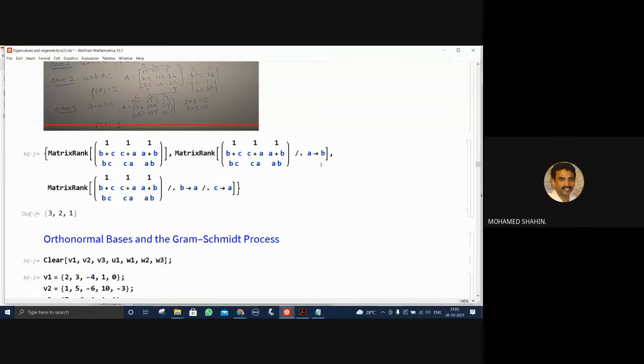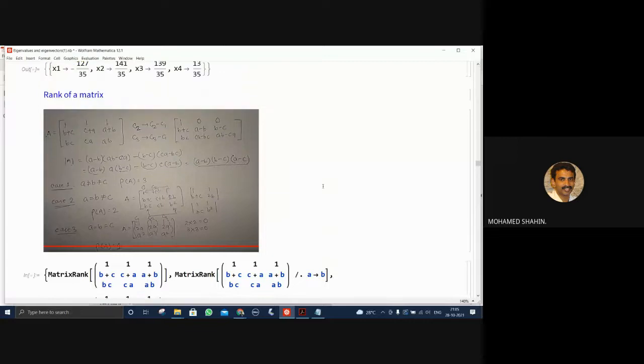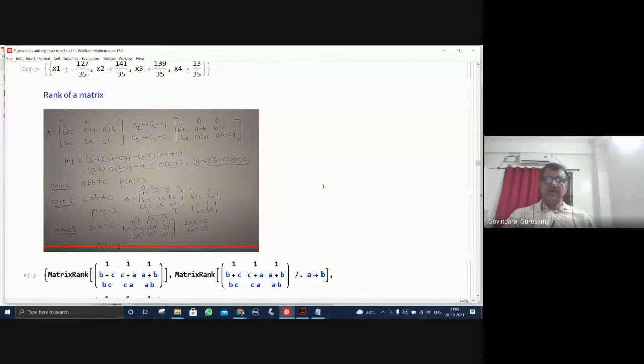Sir, rank physically means independence? Not independence. It says about the determinant order. What is the order in which the determinant is existing? See, this is the 3 by 3 determinant value. You see, determinant A. Fine? And here it is 2 by 2 by these conditions. You can check that. And here it is 0.